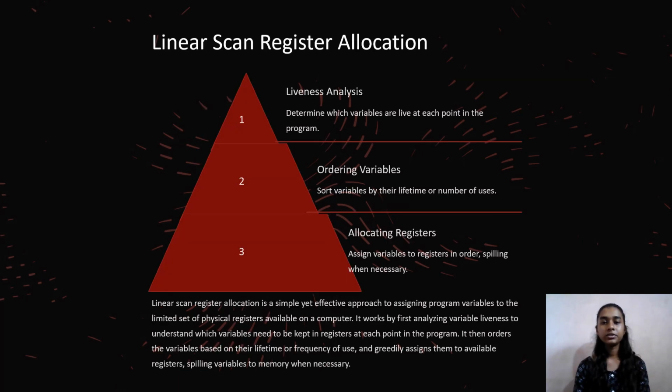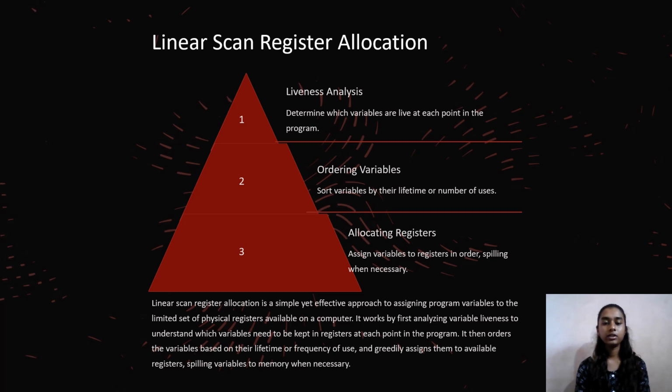Linear scan register allocation. Liveness analysis determines which variables are live at each point in the program. Ordering variables. Sort variables by their lifetime or number of uses. Allocating registers. Assigning variables to registers in order, spilling when necessary.